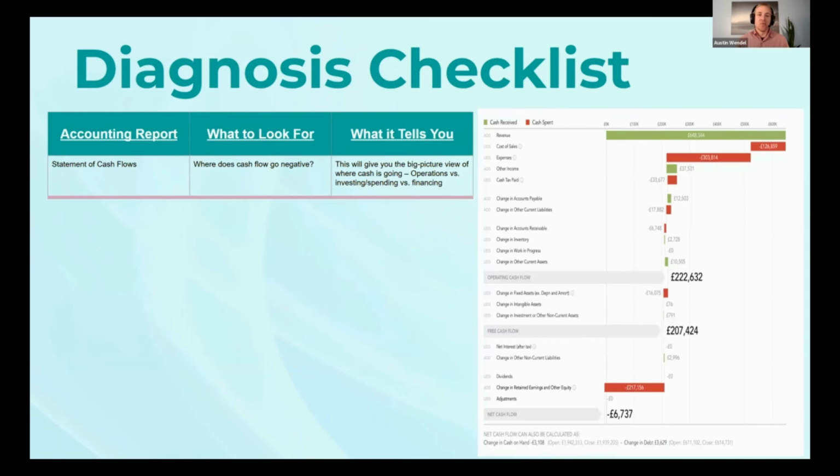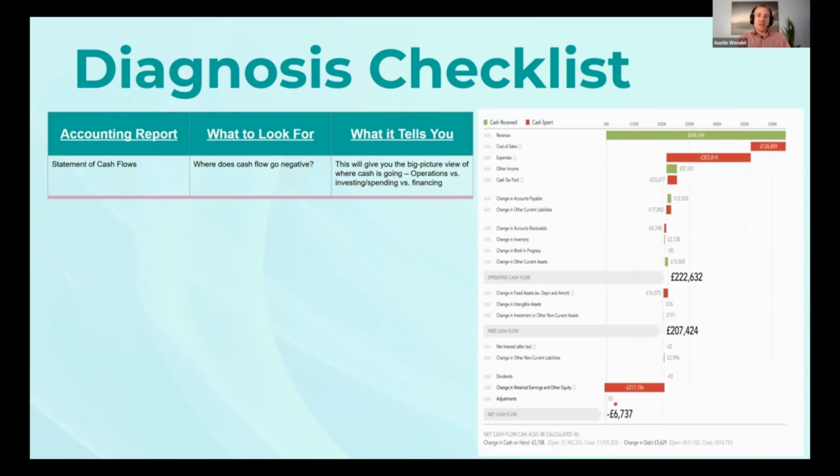Okay, so now you may be asking, all right, how do I find where this leak is? Well, you want to start with your statement of cash flows. And a pro tip, on the right here, this is your statement of cash flows in a visual way. It's called a cash flow waterfall, and it's my favorite. I am a visual person, and this helps me tremendously see exactly where the money's coming in, right? Cash in and all the cash coming out.